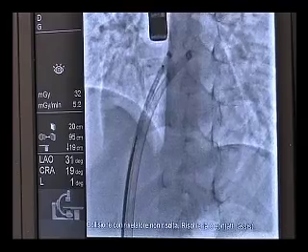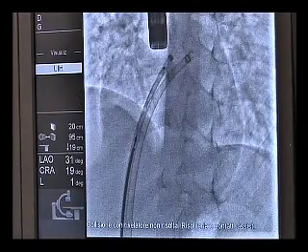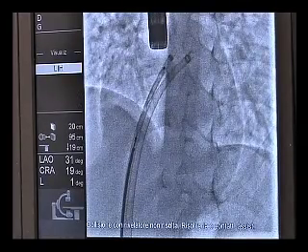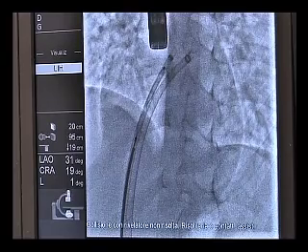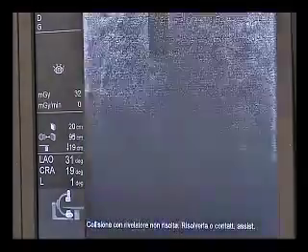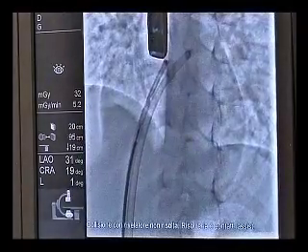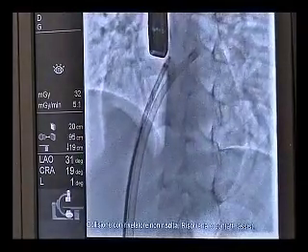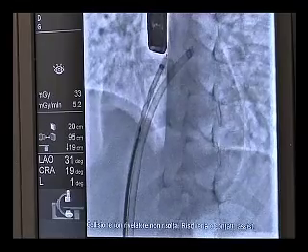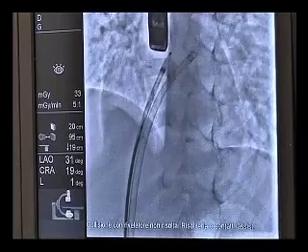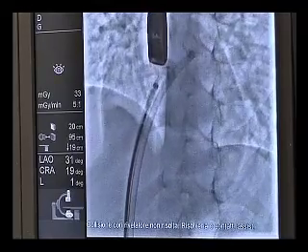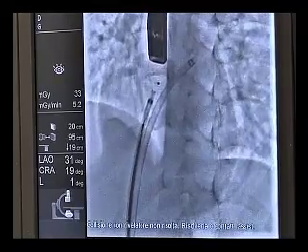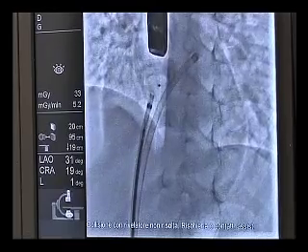So, technique-wise, are you planning to deploy those devices in a sequential manner or simultaneously? No, in a sequential manner, but with both devices still attached to the delivery cable, in order to retrieve them and reposition if we are not confident with the final position.